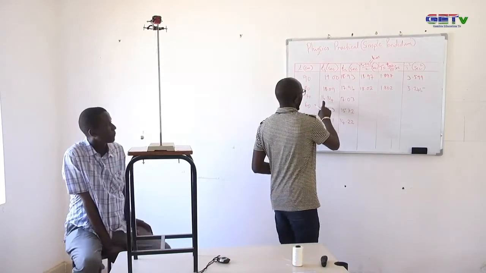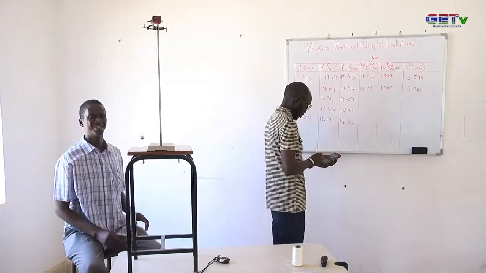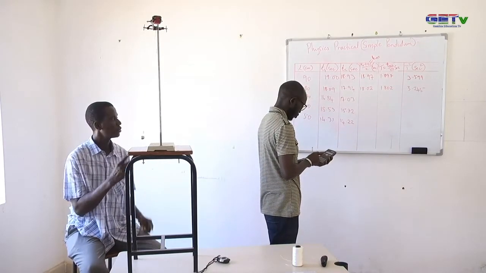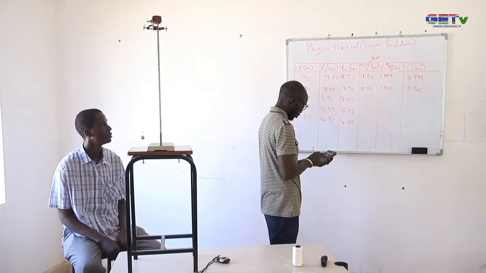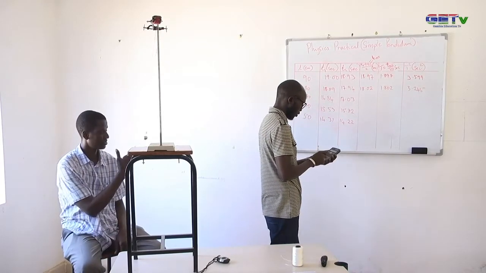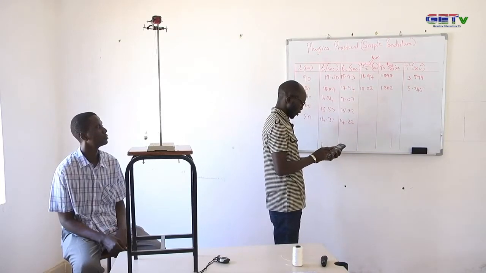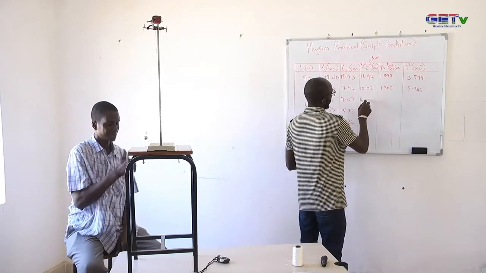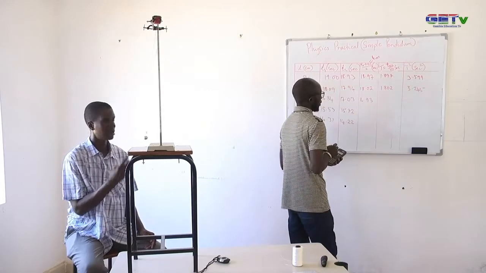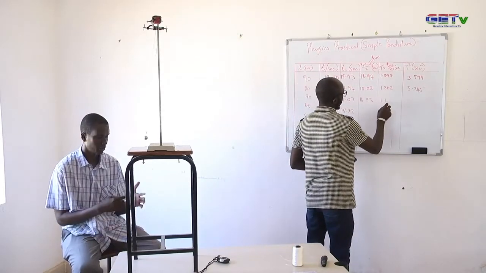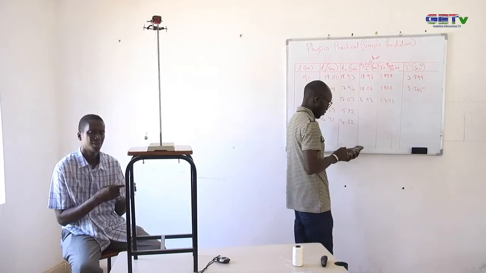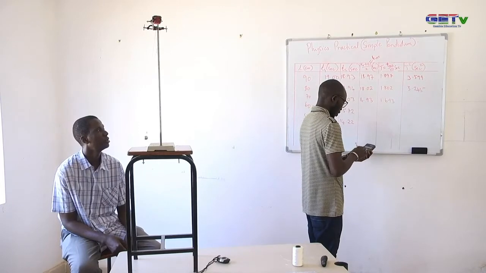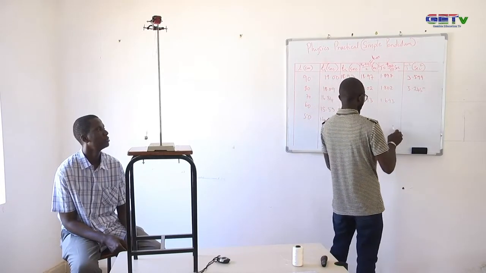Now the first thing that we are going to add is 16.84 plus 17.02, which gives 33.86. We divide that by 2, and we get 16.93. Now, if you divide that by 10, you get 1.693. And if you take the square of that, we get 2.866.